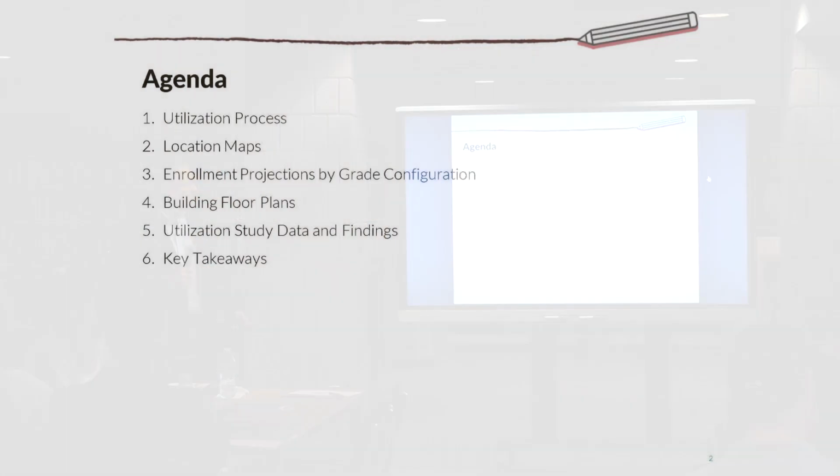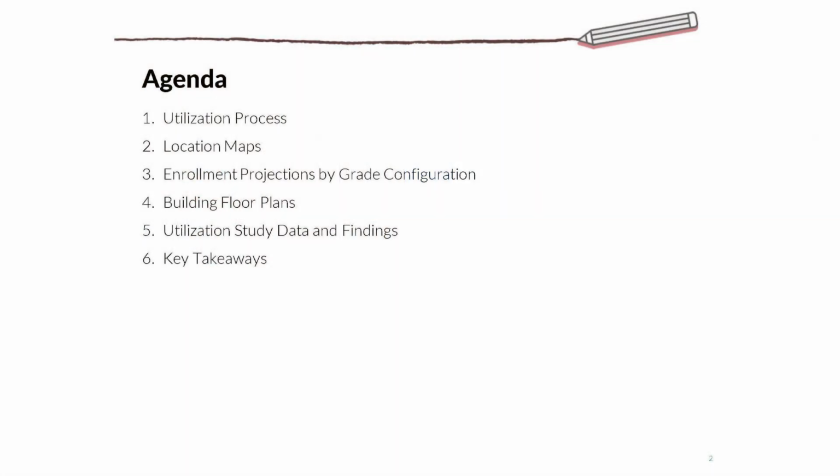So we'll talk a little bit about the process that we used and talk through some of the buildings we looked at, and then what that looks like from our last presentation on grade configurations, kind of how the buildings are structured. Look at some of the floor plans. We're not going to look at every single building floor plan, but we grabbed an elementary, a middle school, a high school, and then a couple of the other buildings. And then, what does it all mean?